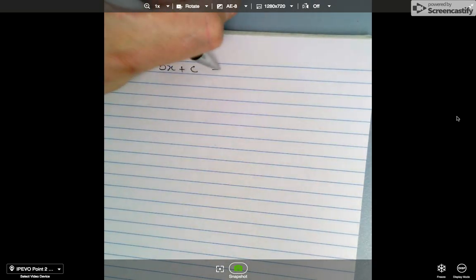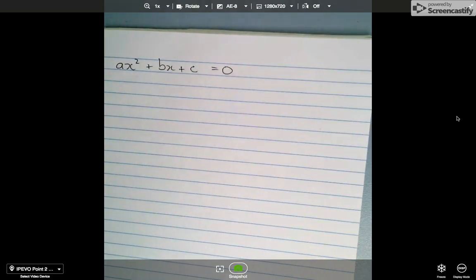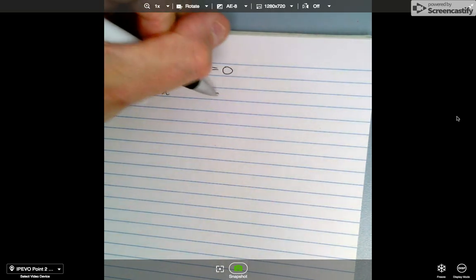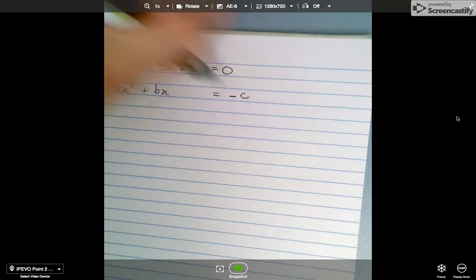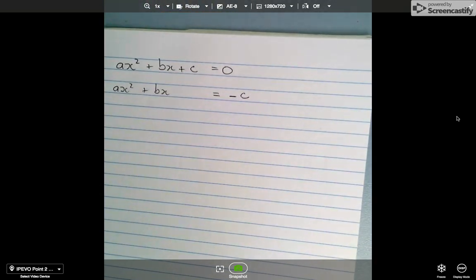So what we'll do is complete the square and look at that quadratic formula. The general form is ax squared plus bx plus c equals 0, and we're going to solve this by completing the square. The first thing we do is write it as ax squared plus bx equals minus c.